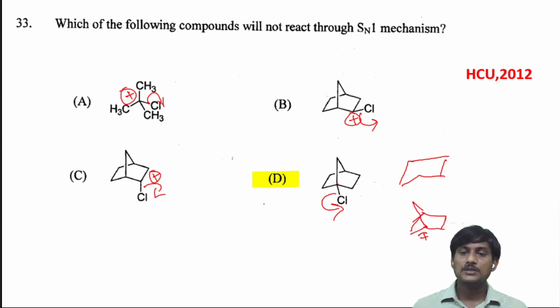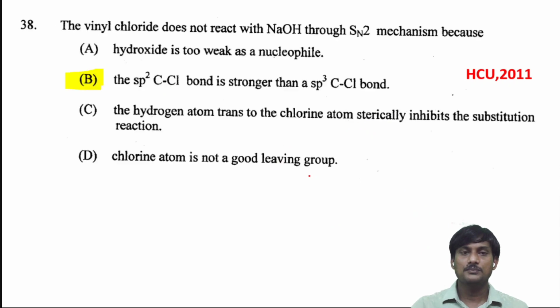When there is a formation of carbocation at bridgehead position, the angle should be 120 degree. At bridgehead position, it's very difficult to get 120-degree bond angle. So here there is no formation of carbocation. So this compound cannot exhibit SN1 mechanism.